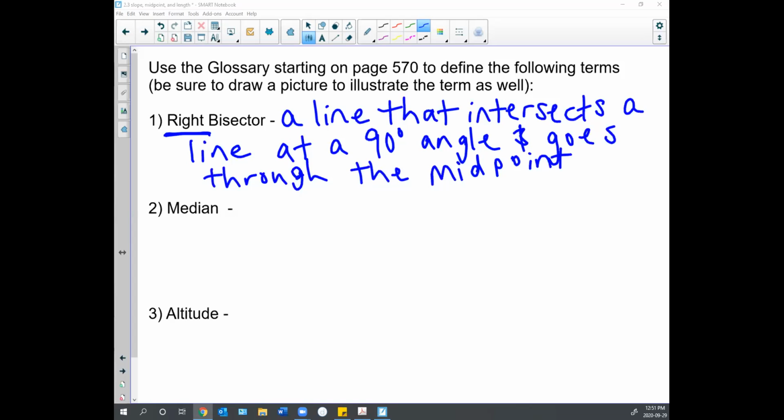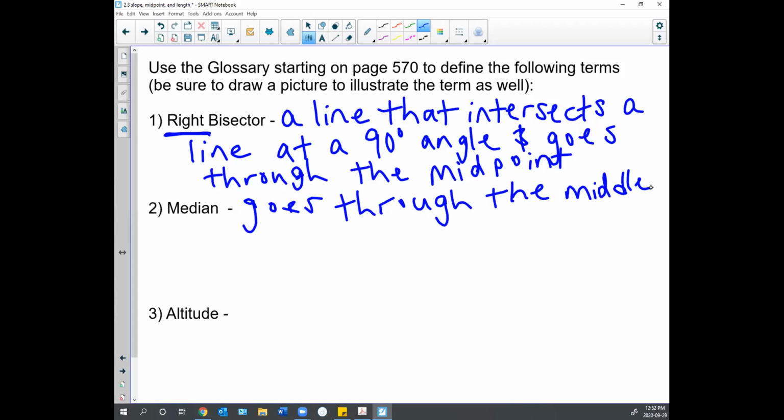Okay, what about a median? I want you to think about a median in a road. What comes to mind? The middle. Yes, it goes straight through the middle. Thank you, Logan. So a median goes through the middle of a triangle, typically, and intersects at the midpoint. Goes through the middle. In this case, I'm going to put of a triangle because that's what we're going to be working with. My writing is off today. Through the middle of a triangle.